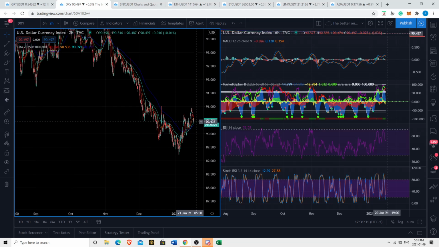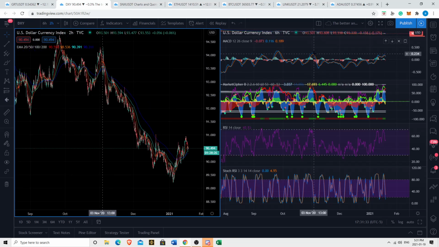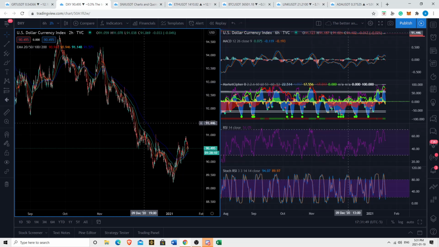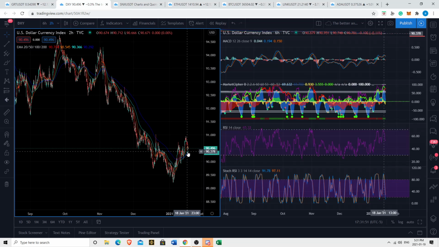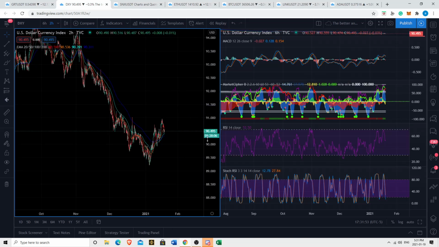Oh my god, okay, hold on. Let's take a look at this. Last time, look at this, guys. So the last time we had a bearish crossover in the 6 hour like this was November 3rd. And if we go to November 3rd on the price action, here November 3rd was here. And then look what happened next. Right? That should tell you something.